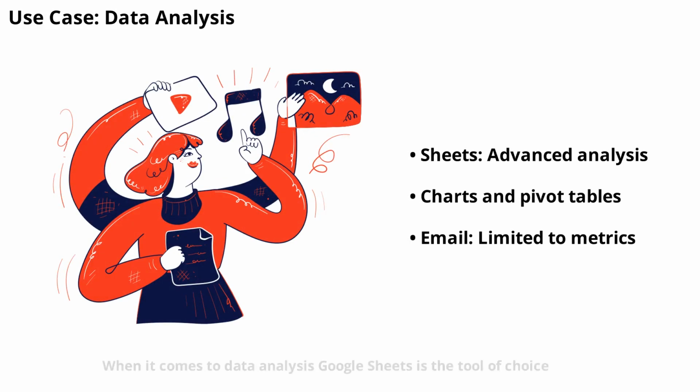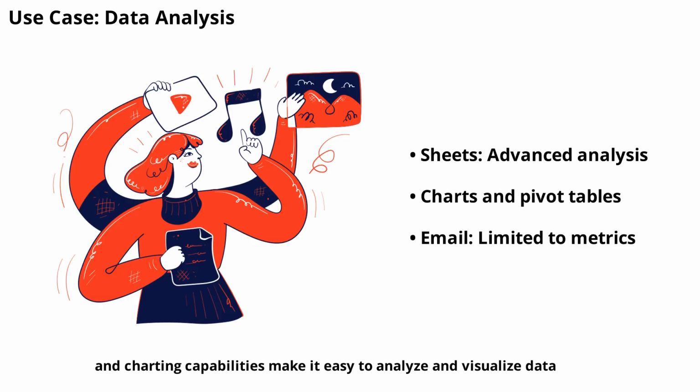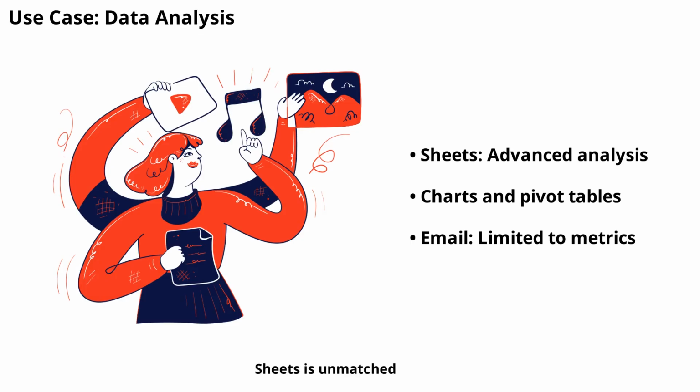When it comes to data analysis, Google Sheets is the tool of choice. Its built-in functions, pivot tables, and charting capabilities make it easy to analyze and visualize data. Email automation platforms do not offer data analysis features beyond campaign metrics. For in-depth analysis, Sheets is unmatched, while email tools focus on communication and reporting.